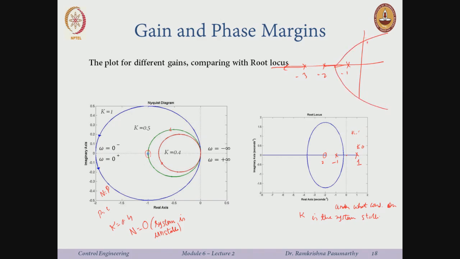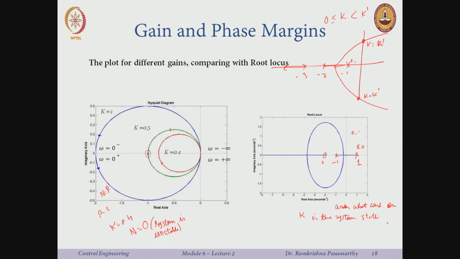So, there is some value of gain K, let us say K prime. This is K equal to 0. So, what are the values of gain K for which the system is stable? I will say for gain 0 to K less than K prime, if this is the value of the gain K when it intersects the imaginary axis.